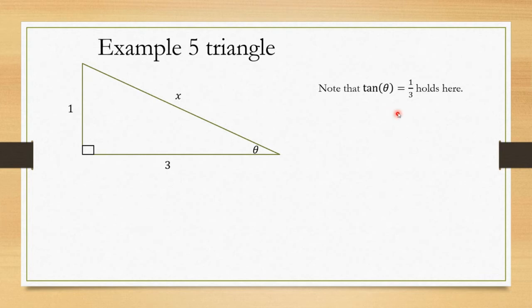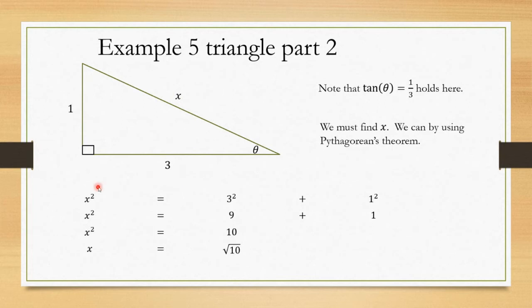But again, we want to get all the other trig functions. So we need to know what the hypotenuse is, the remaining side. I called that x. We use Pythagorean's theorem: a squared plus b squared is c squared. So 3 squared plus 1 squared is x squared. Interchanging both sides, you get x squared equals 3 squared plus 1 squared.